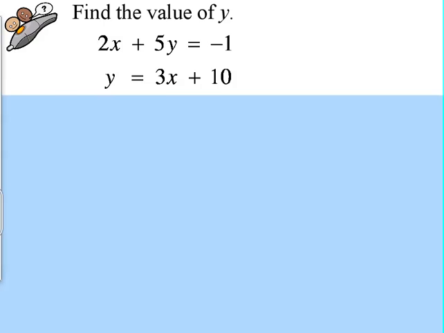This one is different because this says find the value of y. So I want you to find the second part. So take that -3 that you found and now plug it in and tell me what y is.